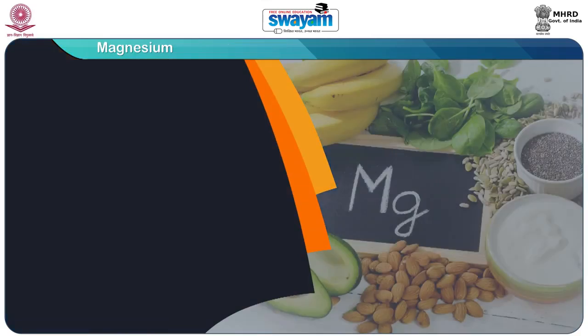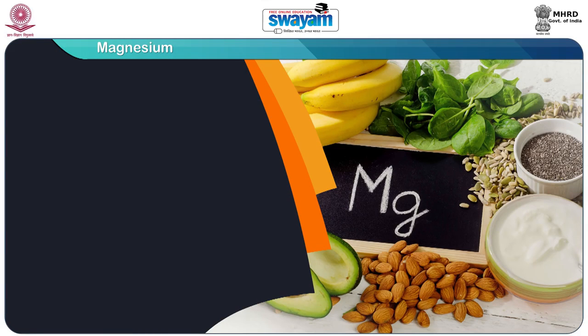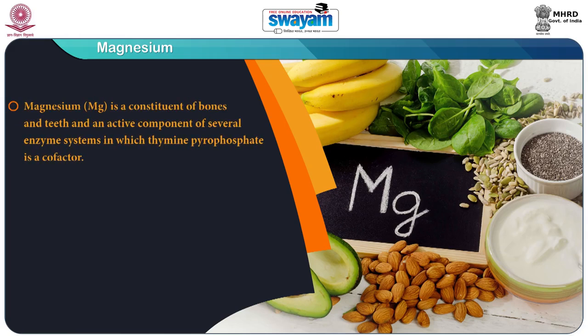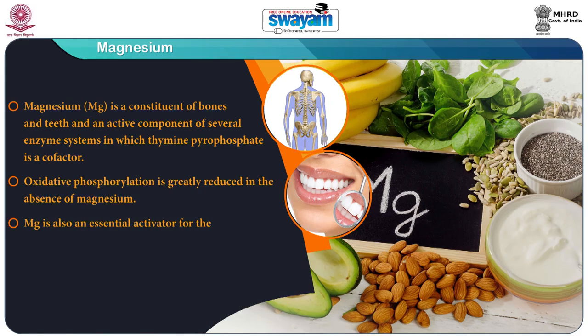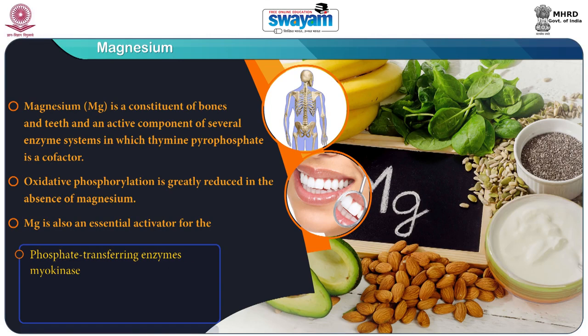Then coming to the next major mineral, that is magnesium. Magnesium is a constituent of both bones and teeth, as well as an active component of several enzyme systems in which thiamine pyrophosphate is a cofactor. Oxidative phosphorylation is greatly reduced in the absence of magnesium. Magnesium is also an essential activator for phosphate transferring enzymes myokinase, diphosphopyridine nucleotide kinase and creatine kinase.